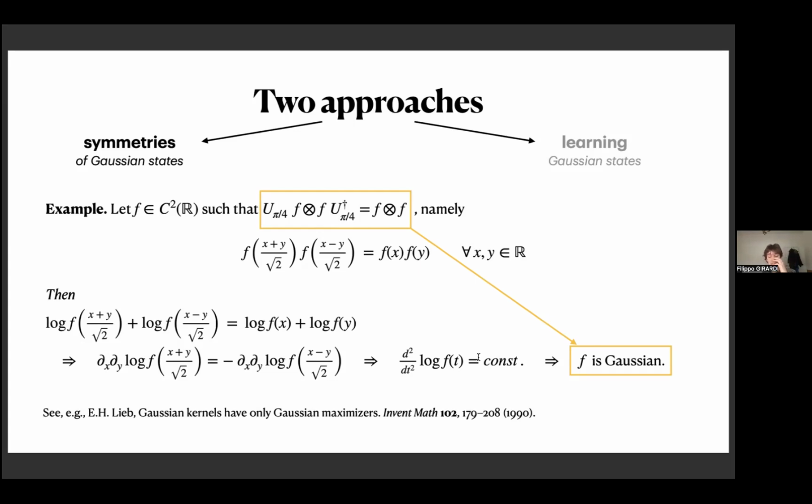Let me give you a hint of the symmetry of Gaussian states, just starting in the fully classical setting. Suppose that you have a twice differentiable function f, and suppose also that it is integrable. So up to a normalization, if you take it to be positive, it could be a probability density. And suppose that this function, whenever you take two copies, is invariant under rotation of π divided by 4. So this is the equation identifying these rotation invariance properties under these angles.